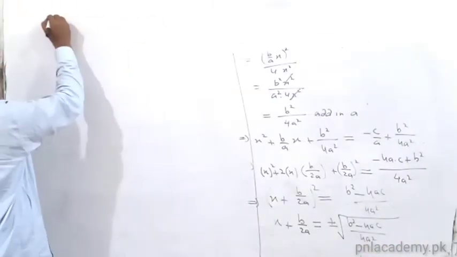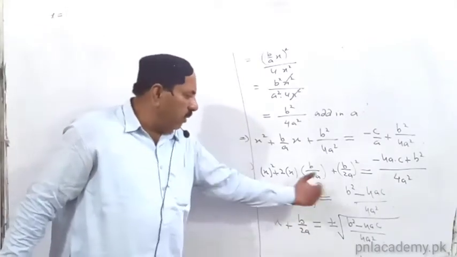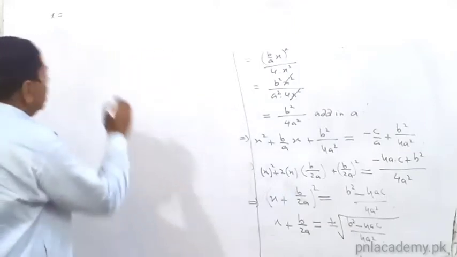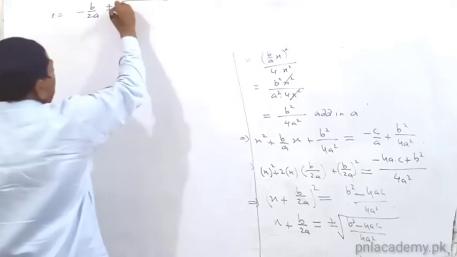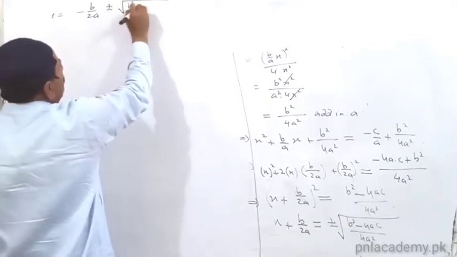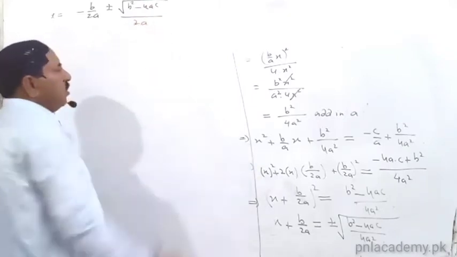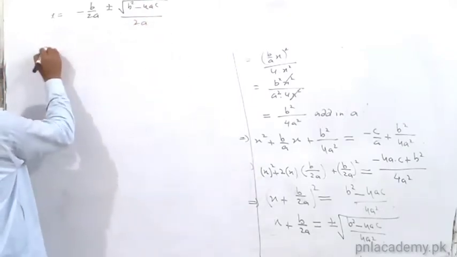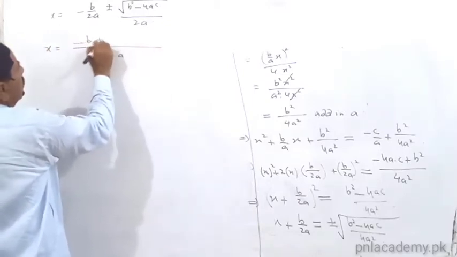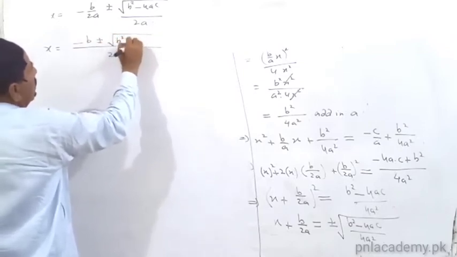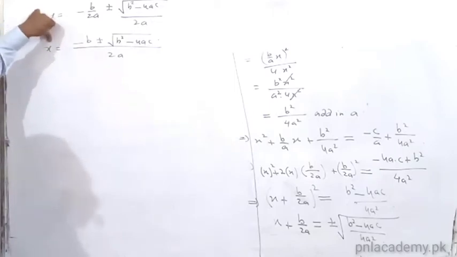We need to declare the value of x. X is equal to, when we shift b upon 2a to the next side, it will be minus b upon 2a plus minus radical b square minus 4ac upon 4a square is radical 2a. Okay. The value of x is equal to, the LCM is 2a, minus b plus minus radical b square minus 4ac. So quadratic equation gives us two roots.